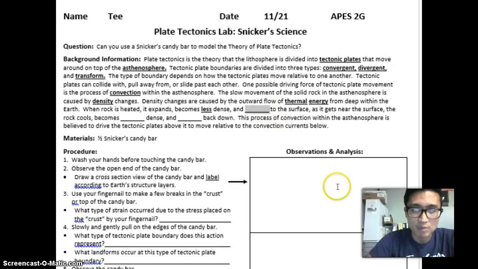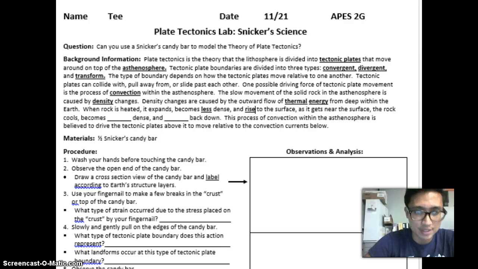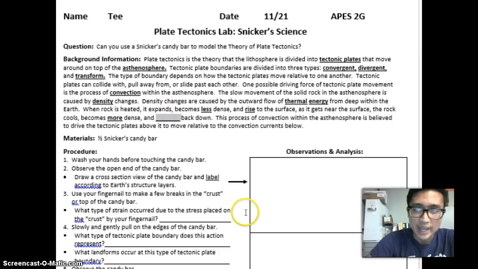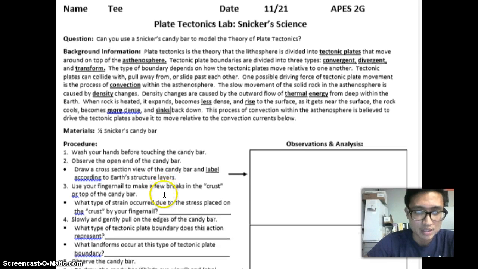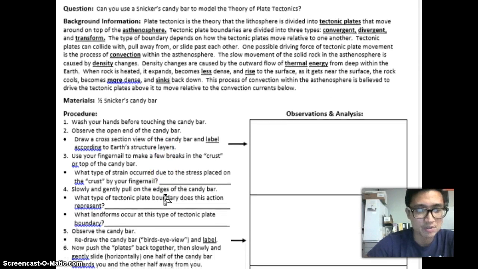Okay, and when it's less dense, we know that more dense stuff starts to sink. So if it's less dense, it starts to rise to the surface. As it gets near the surface, the rock cools, and then when it starts to cool, it starts to become more dense, and then it starts to sink back down. This process of convection within the asthenosphere is believed to drive the tectonic plates above it to move relative to the convection currents below. So we used our Snickers bar, and we went through the procedure.